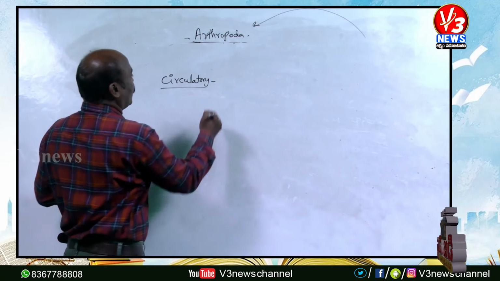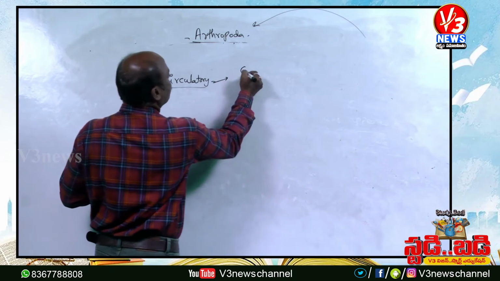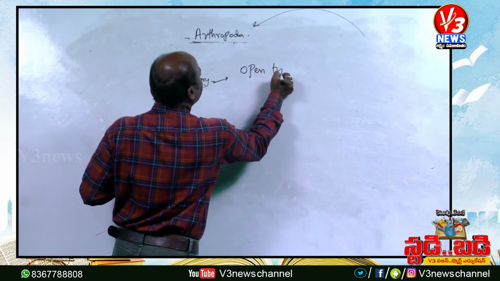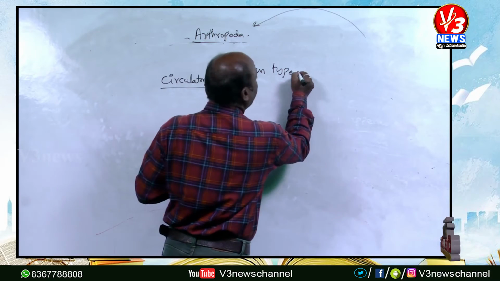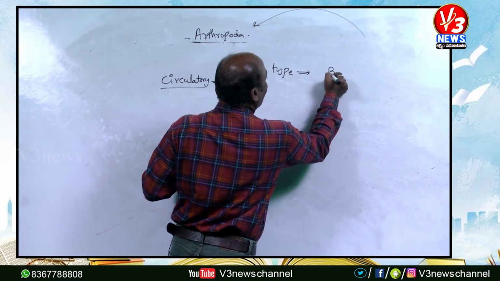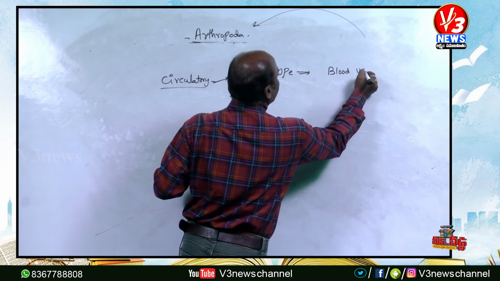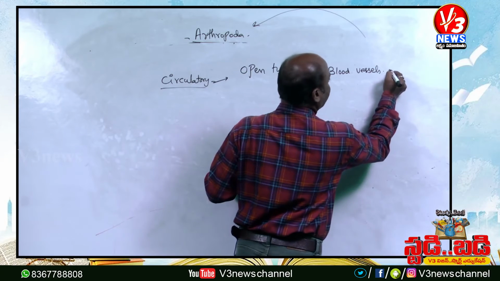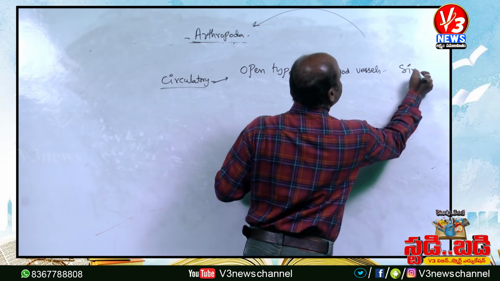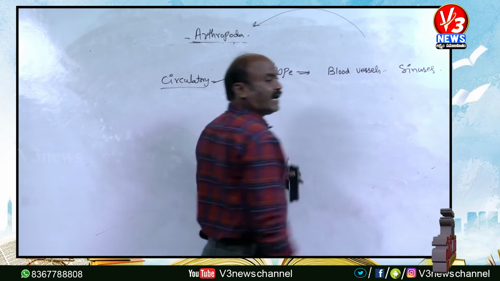But in arthropods, the type of circulatory system is open type. Open type means that along with the blood vessels, empty spaces are present. These empty spaces are called sinuses.